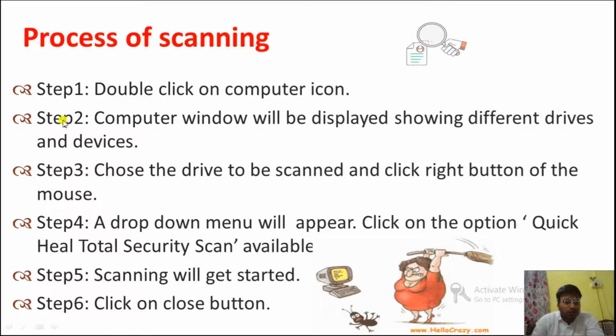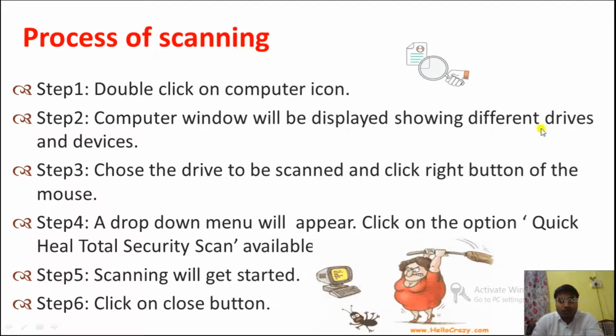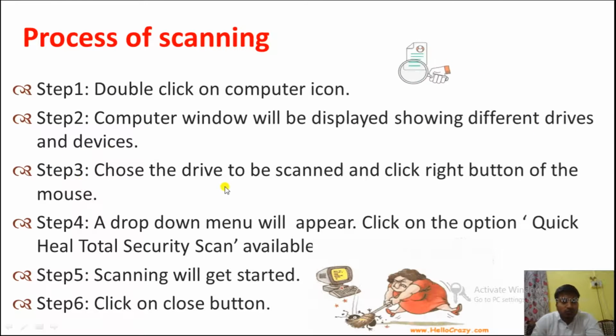Step number 1, double click on the computer icon. Step number 2, the computer window will be displayed showing different drives and devices. Step number 3, choose the drive to be scanned and click the right button of the mouse. Step number 4, a drop down menu will appear. Click on the option Quick Heal Total Security Scan.